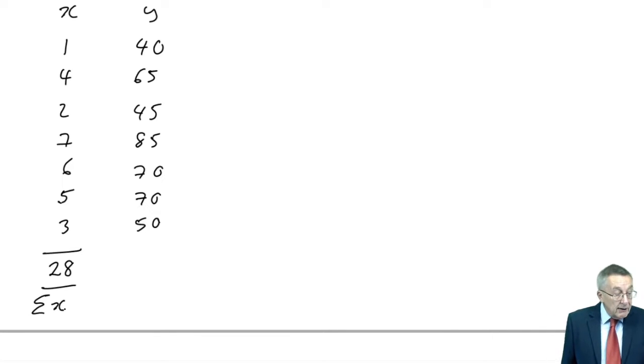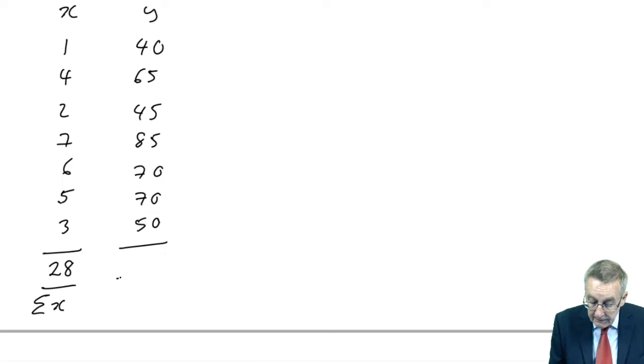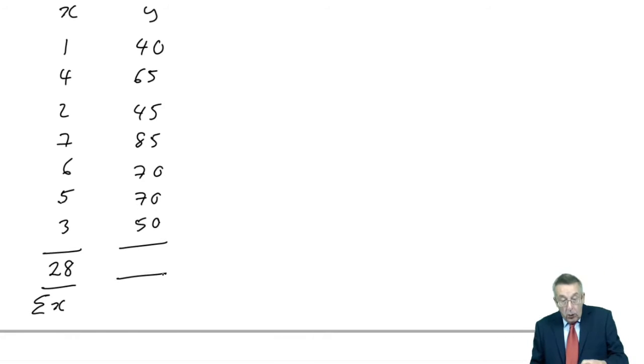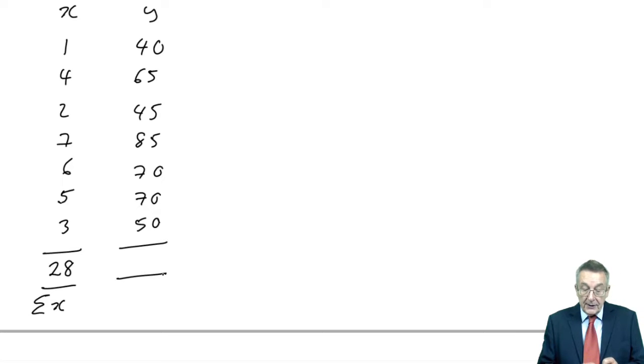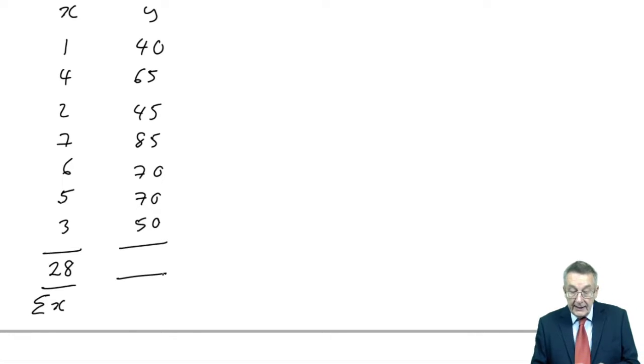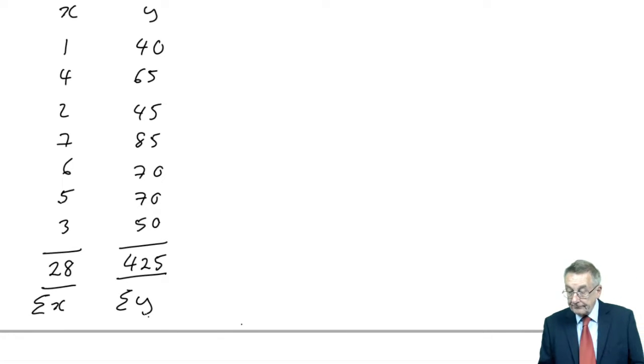There's also floating around in the formula sigma y. Well, again, it's the sum of y, which, I've got my calculator, 40 plus 65 plus 45 plus 85, 70, 70, 50. The total is 425, sigma y.